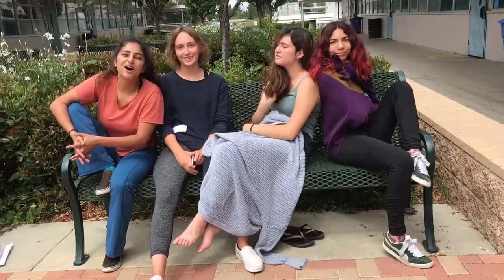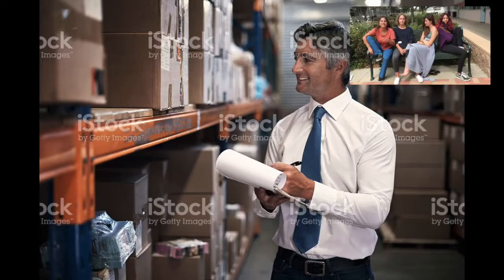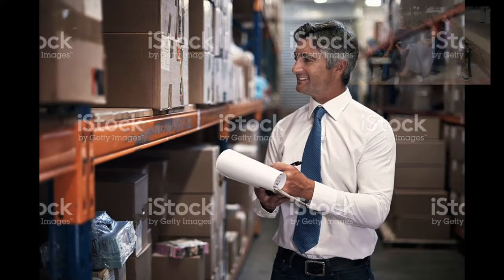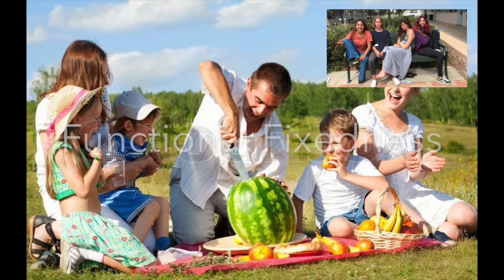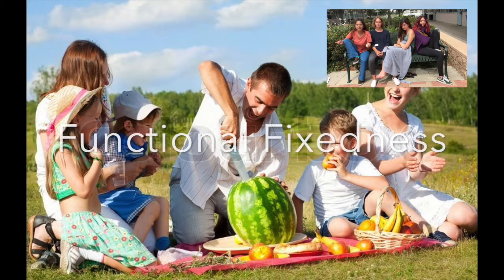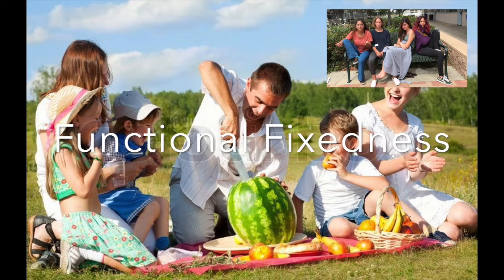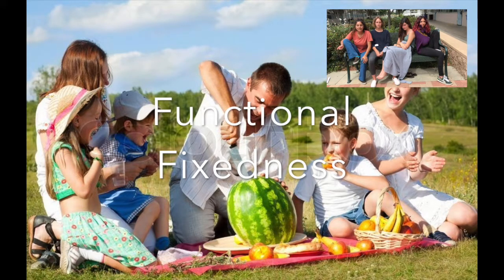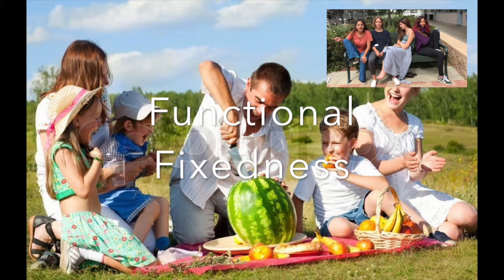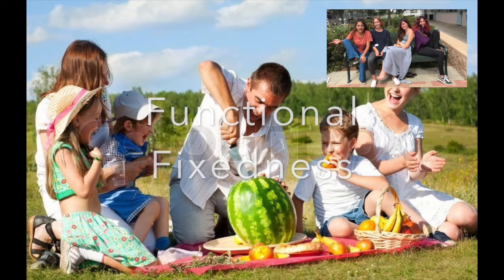A second type of obstacle to problem solving is functional fixedness, which is a failure to use an object in a creative way. An example for this is when you're going on a picnic and you have a tablecloth for the picnic, but then it starts raining and you're just cold in the rain and you don't think about using the tablecloth to shield you from the rain. So you're just cold in the rain.